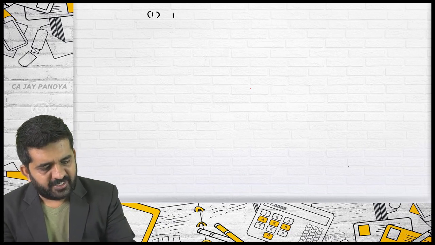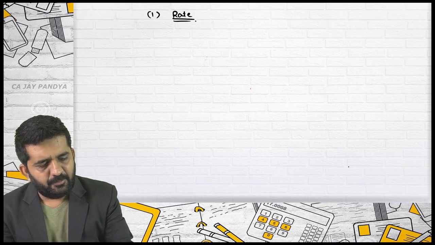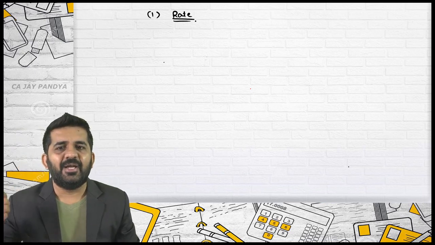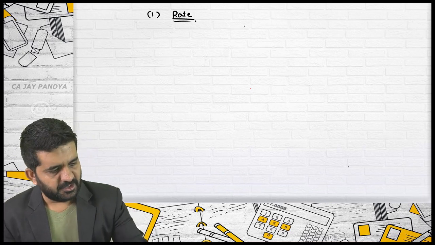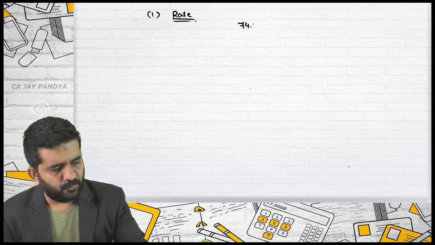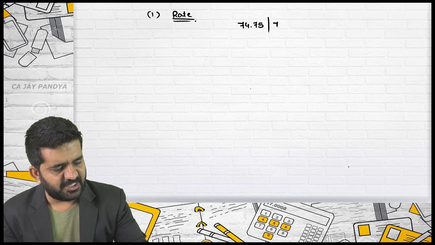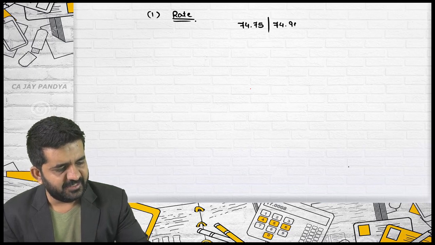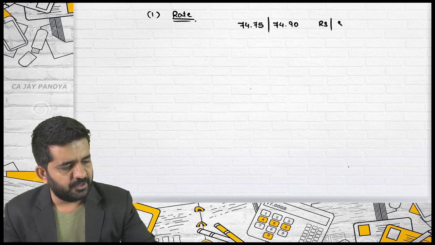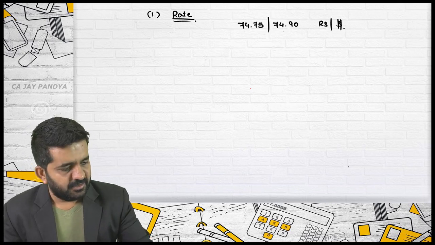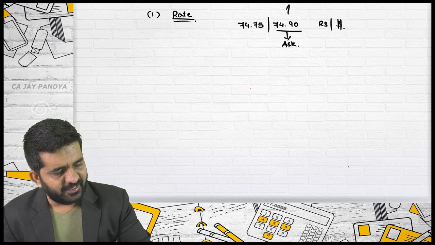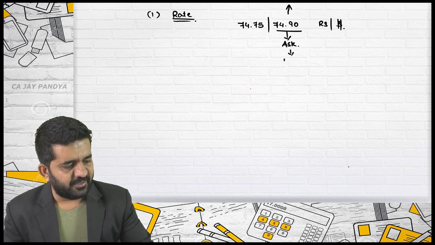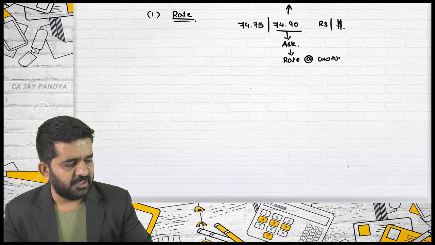Suppose, what is the first thing that we did? Rate. Now I am not writing a simple rate, I am writing both the bid and ask rate. Is it alright? So, suppose it is 74.75 slash 74.90 rupees per dollar. Is it alright? This rate is the ask rate. It is a higher rate. So, it is a rate at which the customer can purchase.